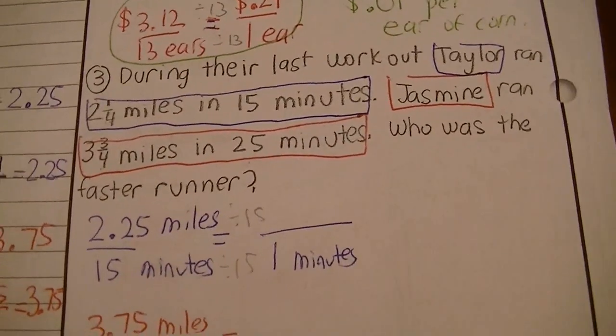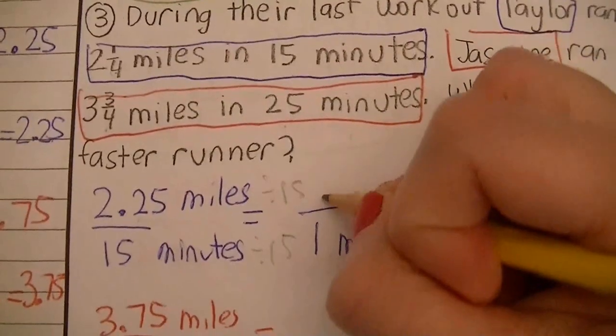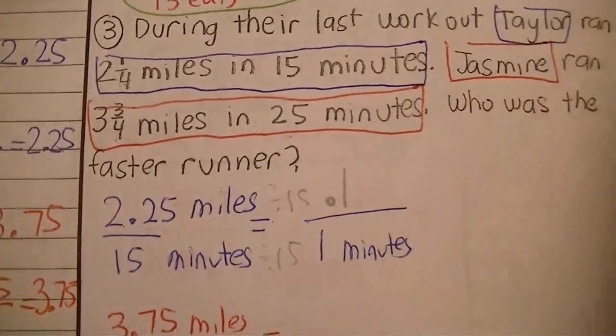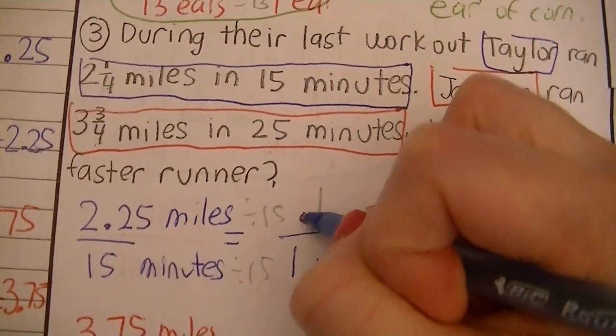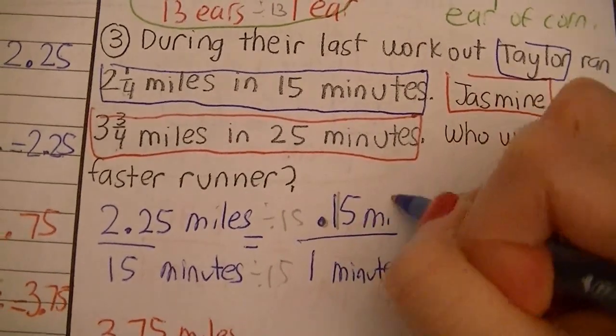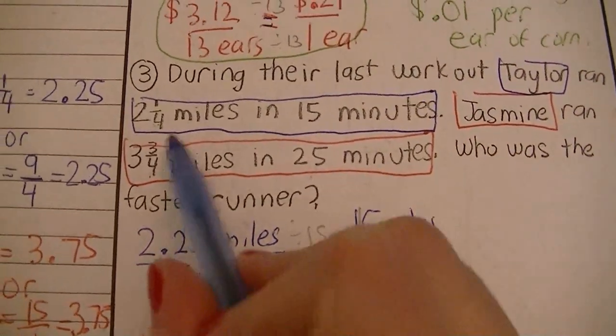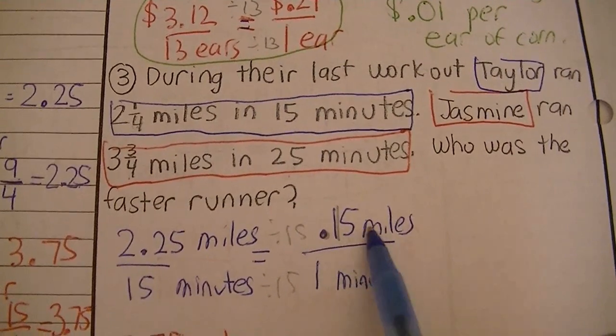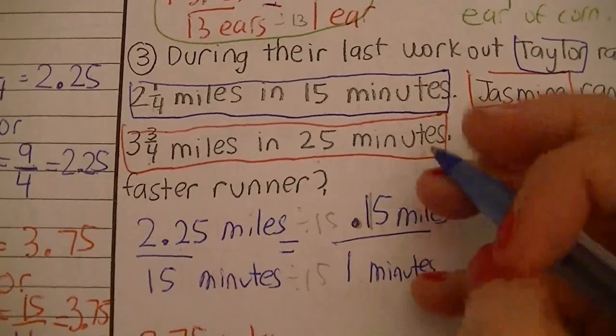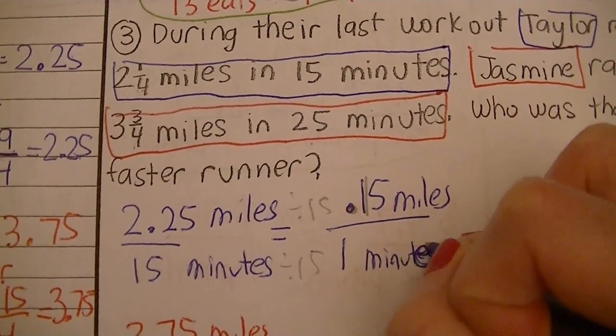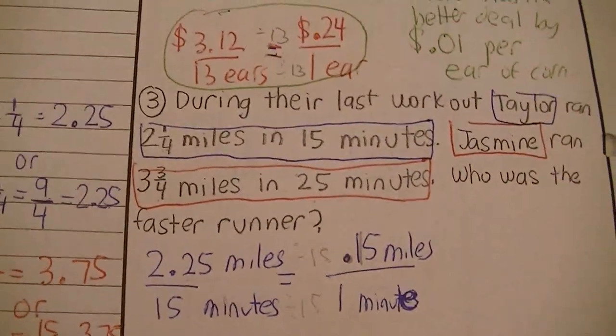Go ahead, type that in, and you get that. Oops. Miles. So, what's her name? Taylor went 15 hundredths of a mile in 1 minute. It's 1 minute, not 1 minutes.